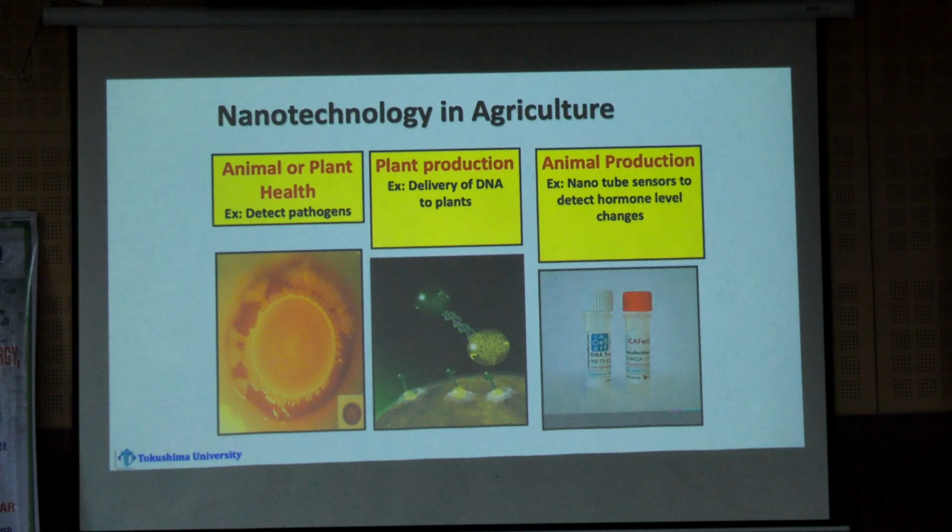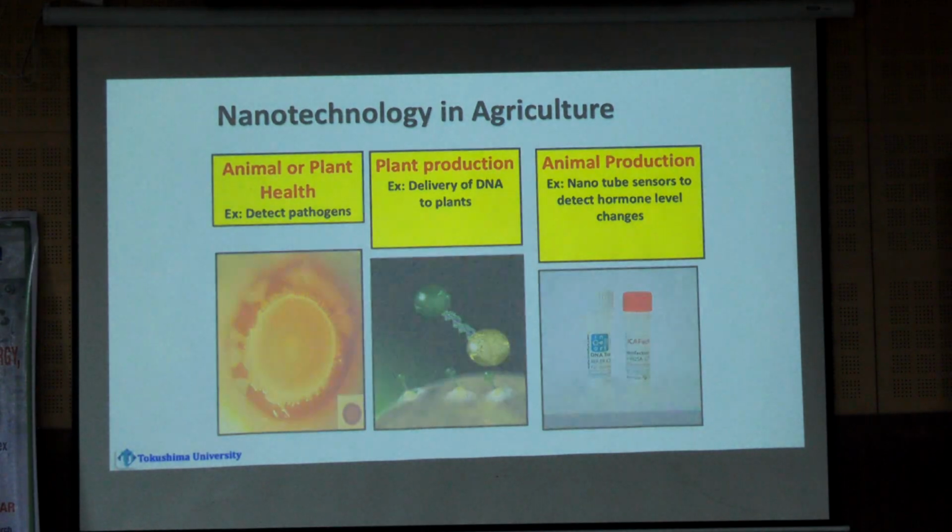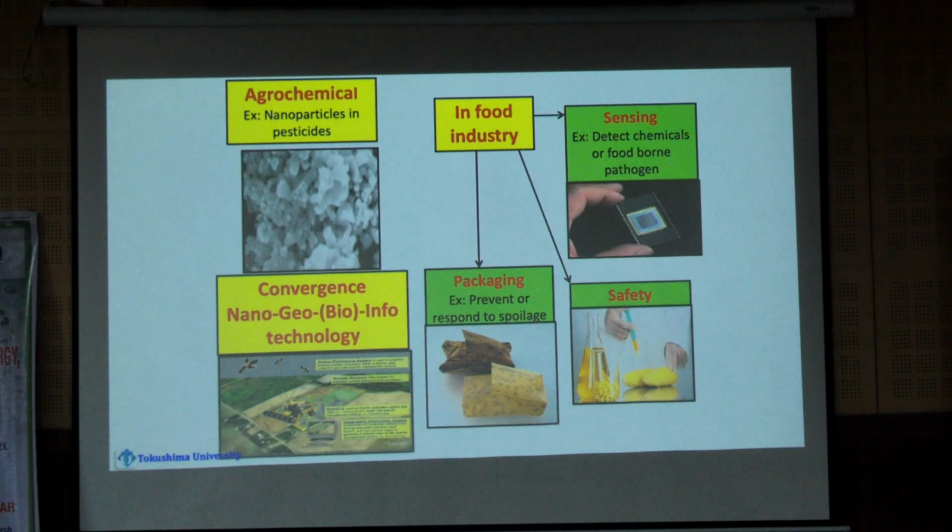Animal production, so nanotube sensor to detect the hormonal level changes. So some kind of sensors can be used to see how we can improve the animal production. Last 2-3 slides now.